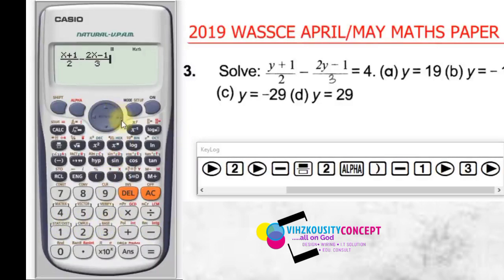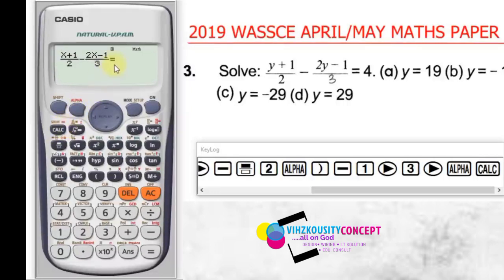Okay, so I go out of that fraction, and I need to input the equality sign, but I cannot use the equal sign because if I press that, it will try to evaluate the solution to what I've input in the calculator. I want to use the equal sign on top of the calc button, and since it is written in red, I press alpha calc, and you can see that gives the equality sign, and I can still input whatever value I want.